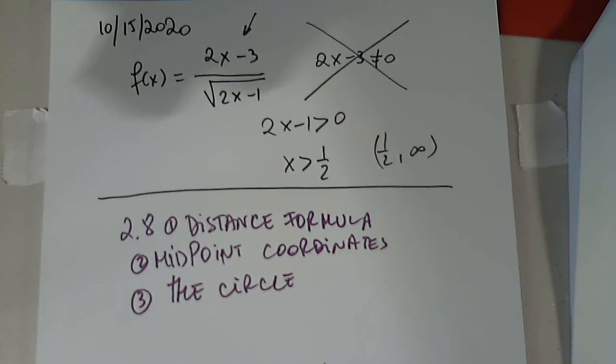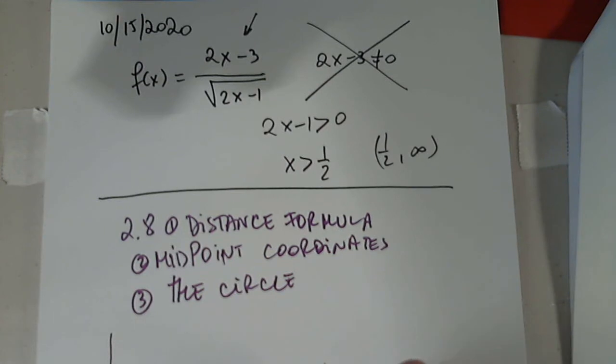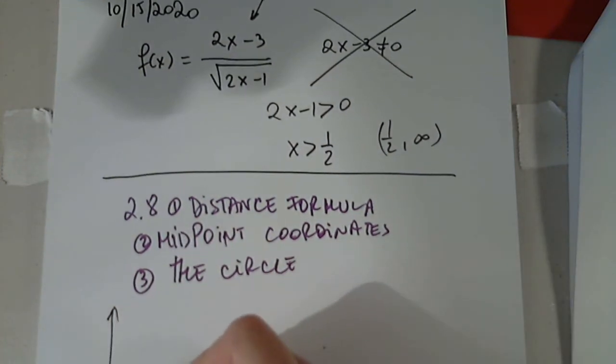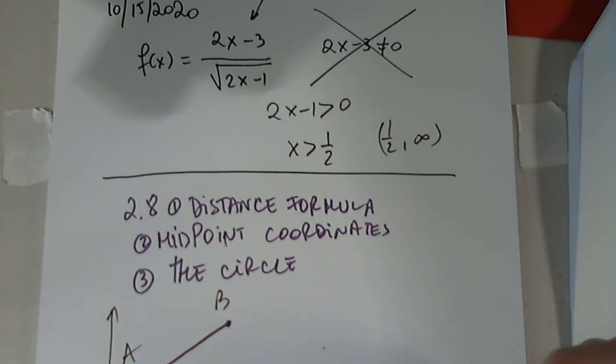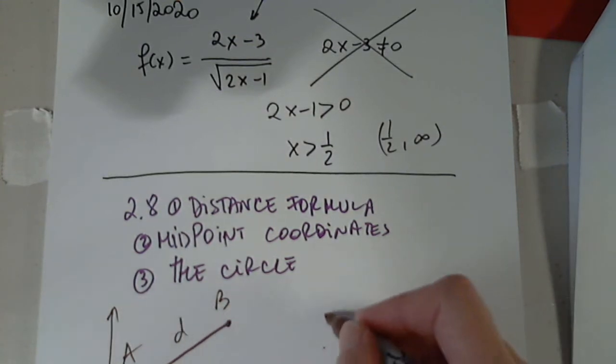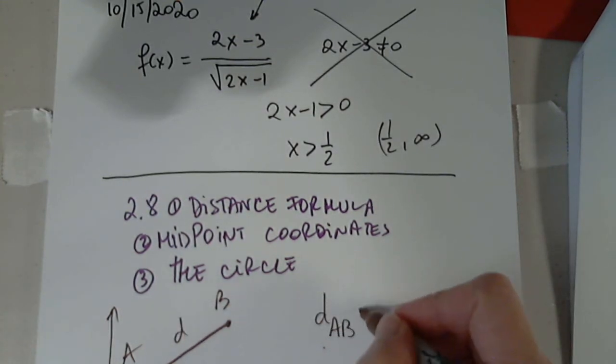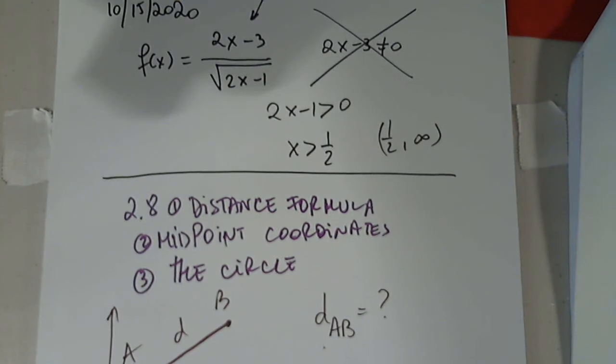So let's start with the distance formula. Let's drop 2 points. Let's plot 2 points on the coordinate system, point A and point B, and they are connected by the line segment AB. And we want to determine the distance between the 2 points, or the length of the line segment AB.